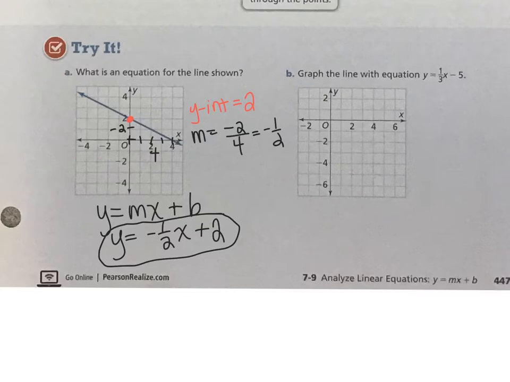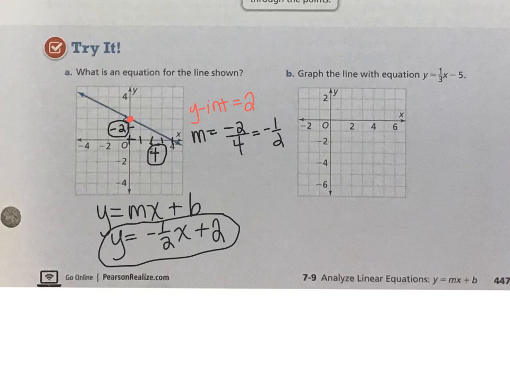First, take a look at part A. Identify the y-intercept where the line crosses that y-axis at 2. Then we're going to look for the slope. Notice that the line is decreasing from left to right, so it's going downward, which means the slope is negative. So what I've done is I've marked that it moves down 2 spaces and it moves over 4 spaces.